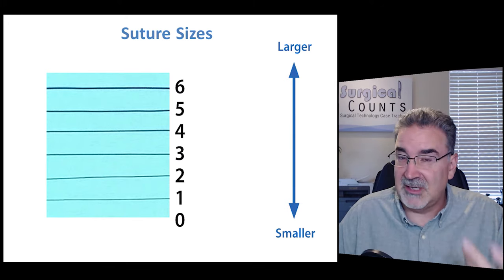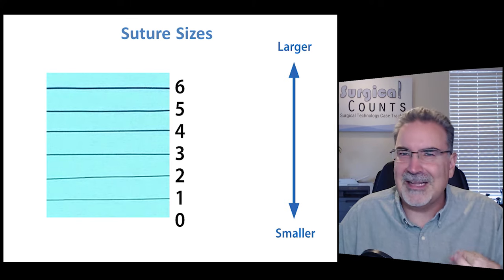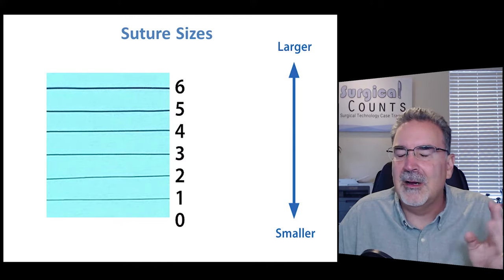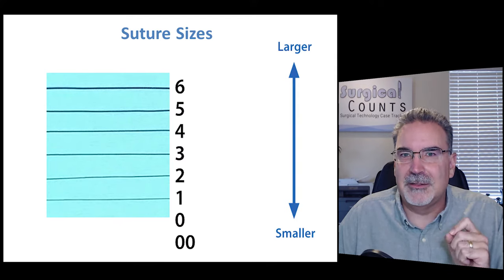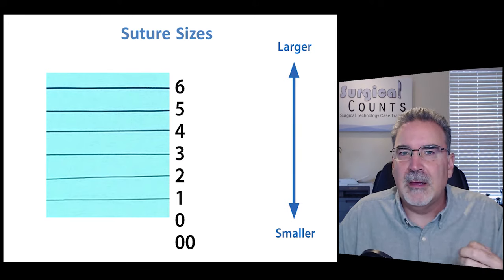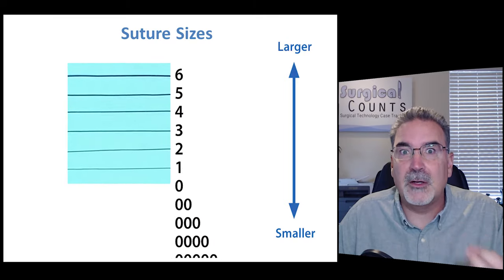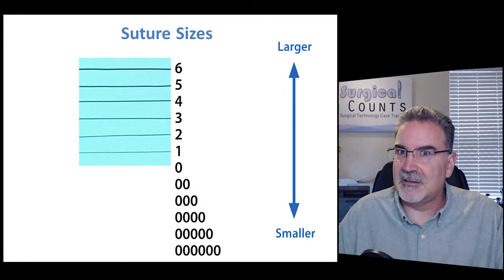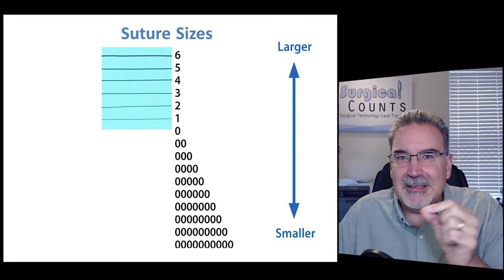Well, then they came up with an even smaller suture. Well, what's going to be smaller than a size 0? Well, we could go to like negative 1, but that's going to sound weird. A size negative 1? What is that? So how about we call it a double 0 suture? That's going to be smaller than a 0 suture. All right, that works. And then they came up with a smaller suture. That's going to be a triple 0 suture and a quadruple 0 suture. And you can see where this is going, eventually to the point where nowadays we've got 11 zeros.